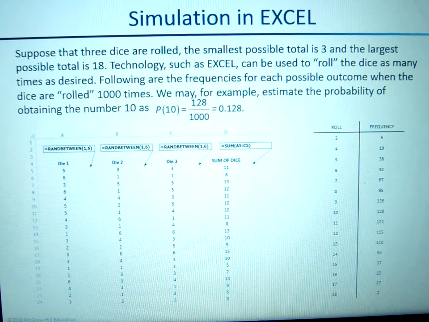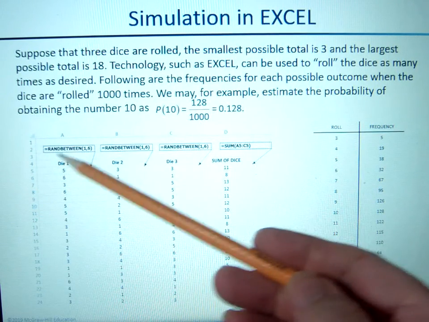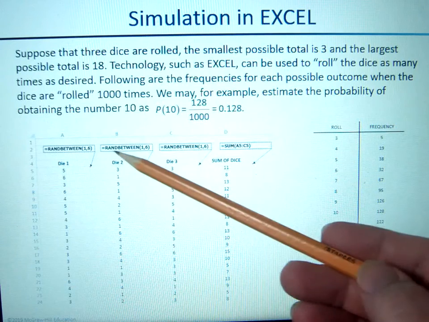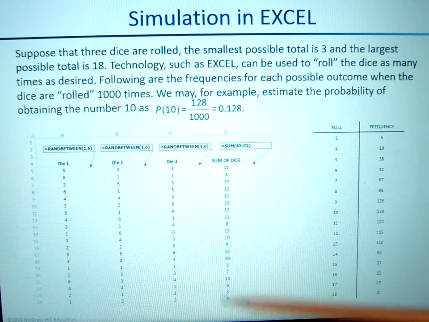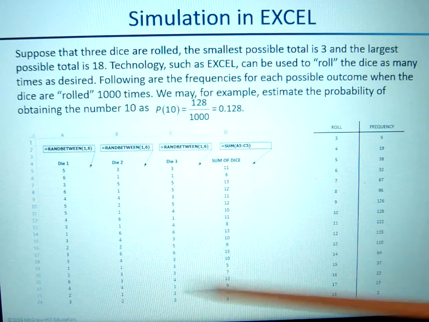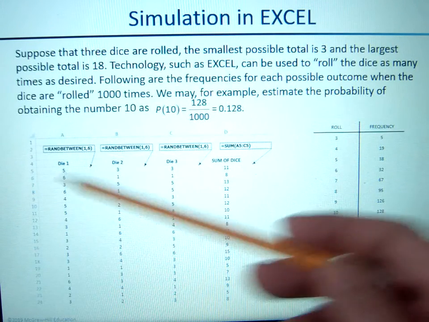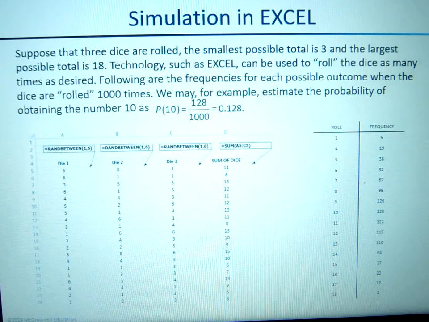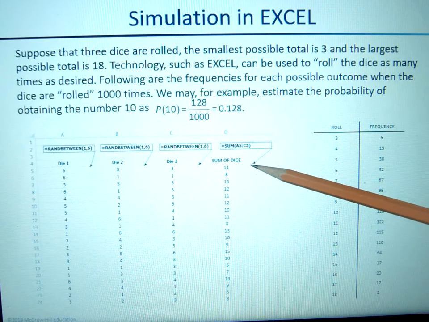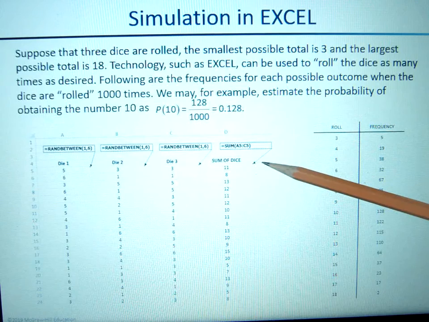Now, the Excel sheet can do the same thing. Ran between 1 and 6, ran between 1 and 6. That would be what you would put here in your Excel spreadsheet. And then you can do your sum by adding straight across, would be A5 to C5. So, if you have any questions about these Excel formulas here, just let me know.